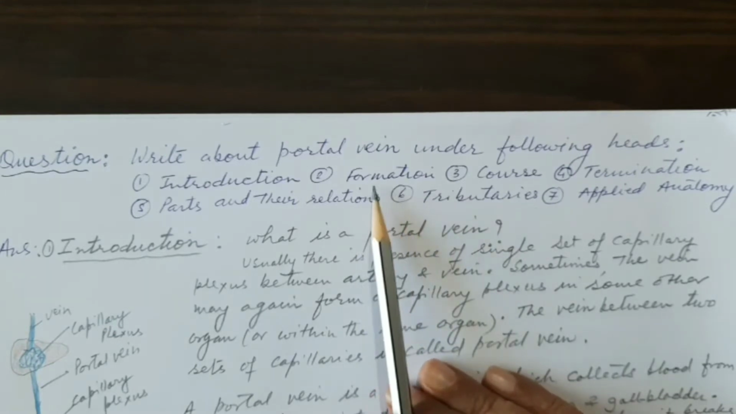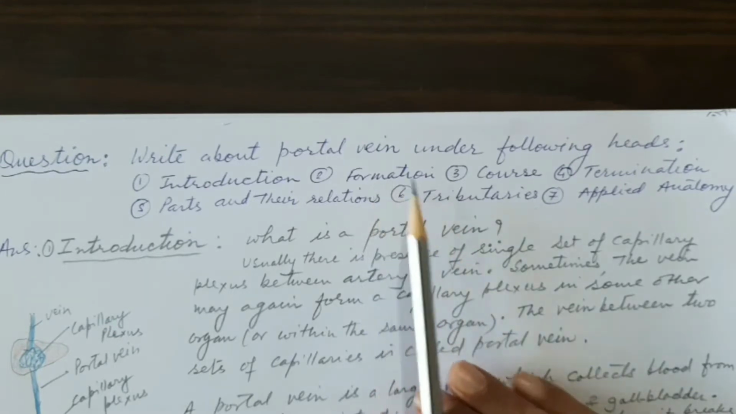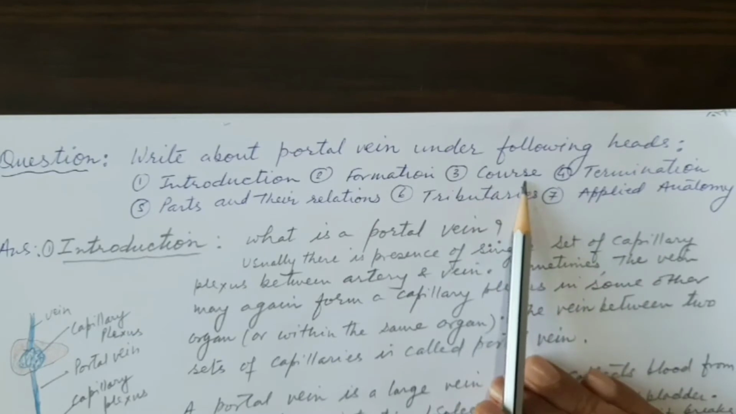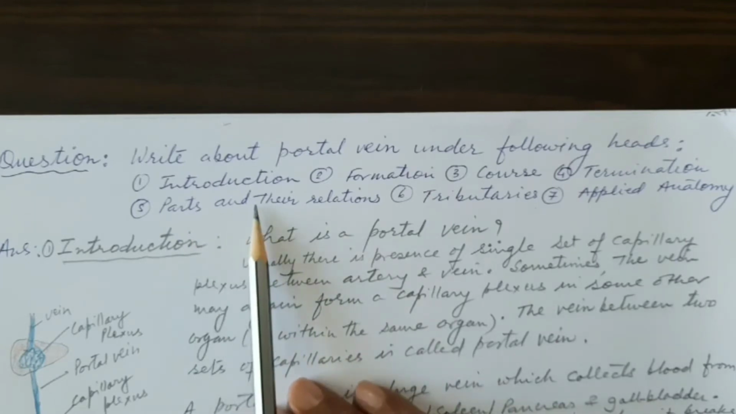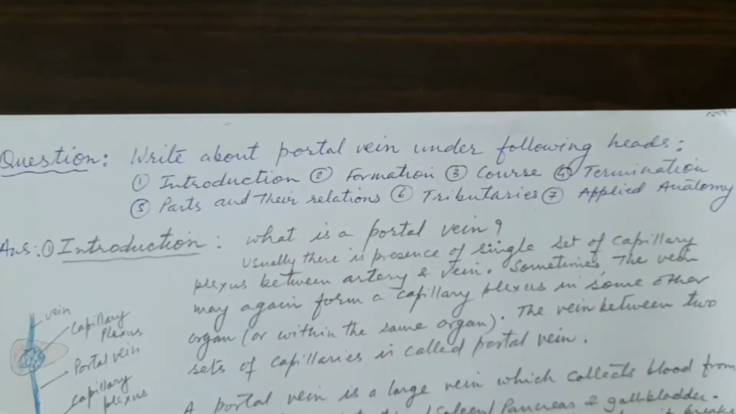Then we will learn about the formation of the portal vein, then the course of portal vein, termination of the portal vein, then the various parts of the portal vein and their relations. And lastly, we will learn about tributaries and the applied importance of the portal vein.